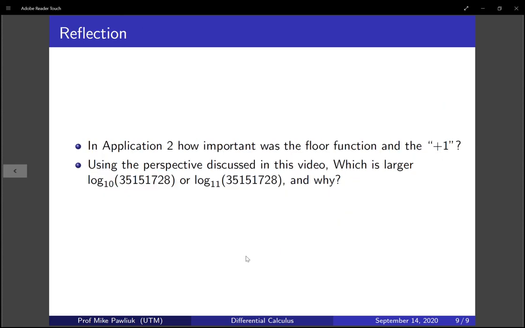Now let's end with some reflections. In application 2, how important was the floor function and the plus 1? Using the perspective discussed in this video, which is larger, log base 10 of the population of Canada or log base 11 of the population of Canada, and why?